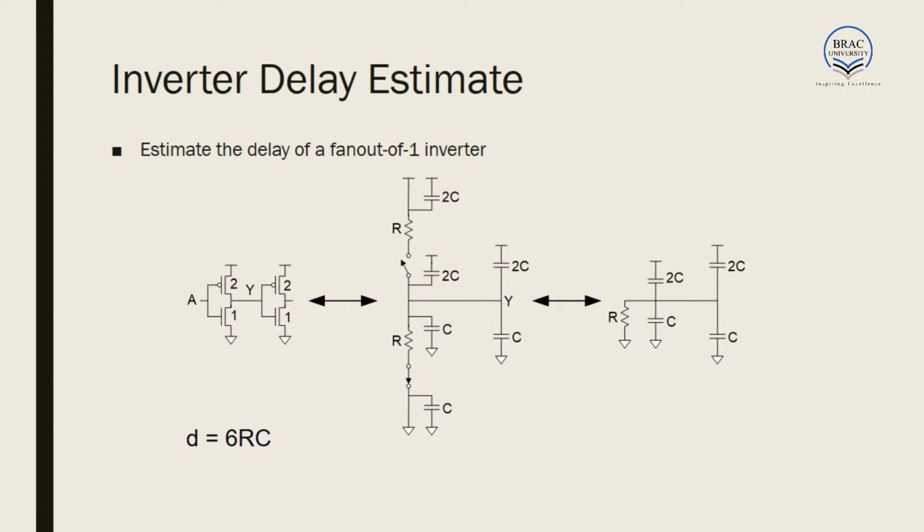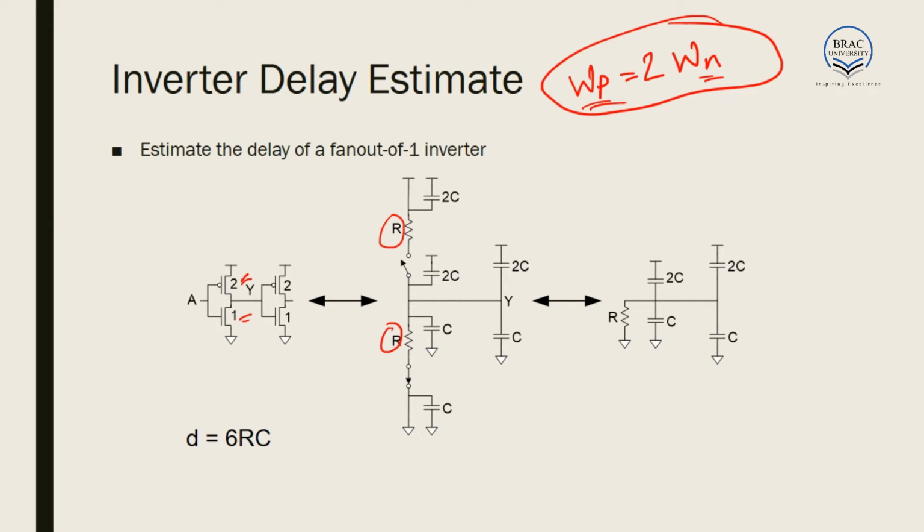We already know that the width of PMOS is twice the width of NMOS. This is because the mobility of PMOS is almost half that of NMOS, and we want similar performance from PMOS and NMOS. So in the case of an inverter, it is designed in such a way that the PMOS width is twice the width of NMOS. Since we want the same on resistance R in both cases, the capacitance would be twice C for the PMOS, and C for the NMOS.